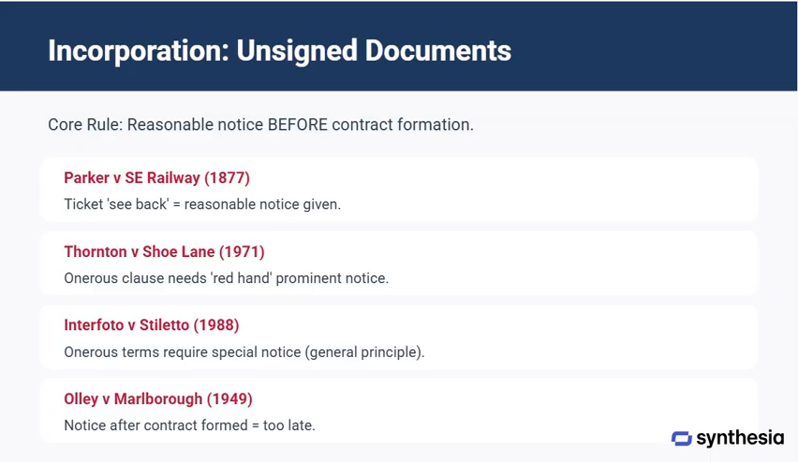Olley v Marlborough Court 1949. Notice after the contract is formed is too late. Unsigned documents require reasonable pre-contract notice. Onerous terms need stronger notice under the red hand rule. Notice after contract formation is useless. Key cases: Parker, Thornton, Interfoto, Olley.